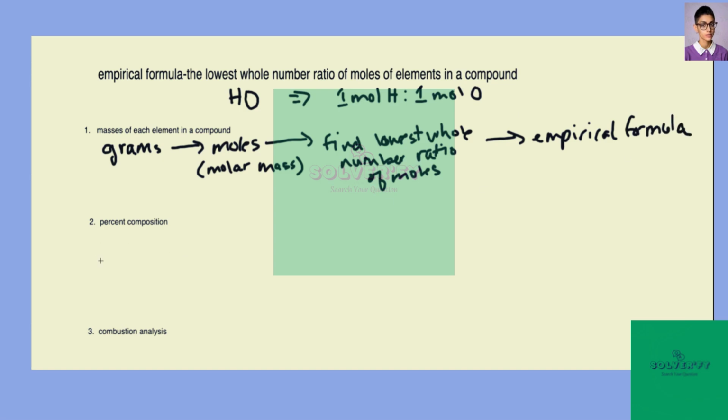Sometimes, instead of grams of each element, you're given a percent composition. So for example, percent of hydrogen, percent of oxygen. If you're given percents, the first thing to do is to find the number of grams by assuming you have 100 grams of the total compound.